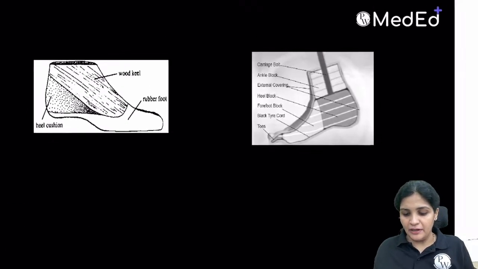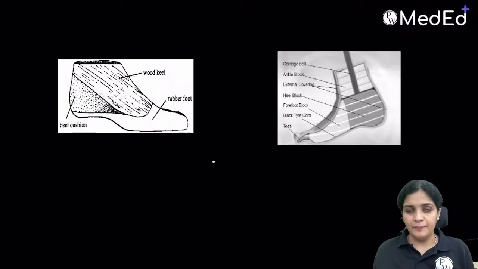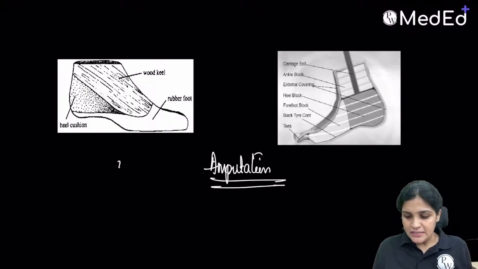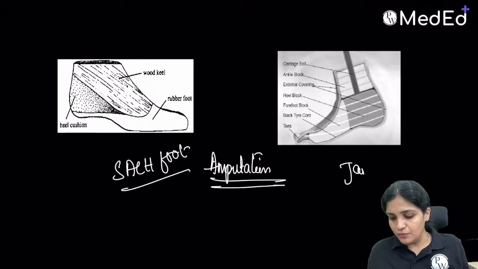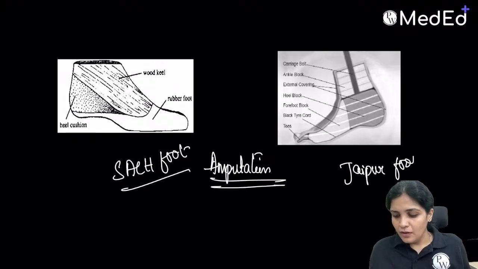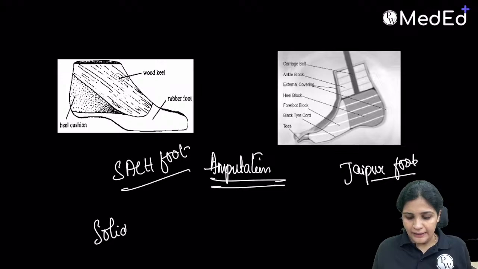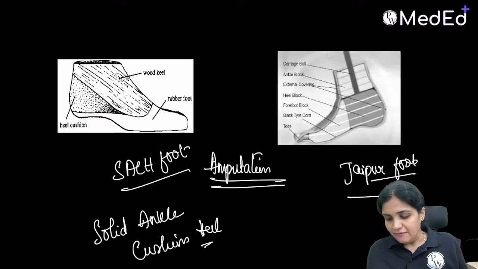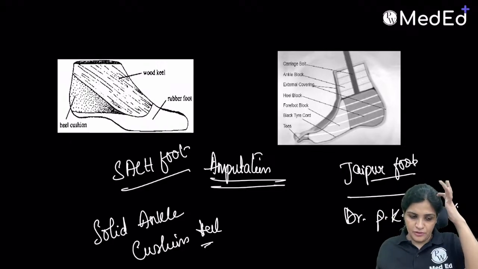And these are two important footwear. This is usually for people who have undergone amputation. Okay, so this is the Sach foot, and this is your Jaipur foot. Sach foot is nothing but your solid ankle cushion heel. Jaipur foot has been developed by Dr. P.K. Sethi, and this is developed in Jaipur. So hence the name Jaipur foot.